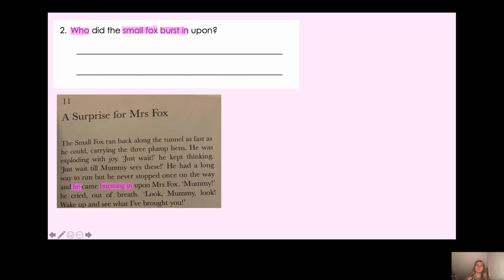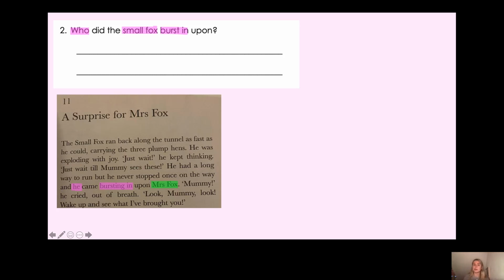Now, who does he burst in upon? So we're looking for a person. Well, we can see he came bursting in upon Mrs. Fox. So now we have found the answer to our question in the text. I would like you to write your answer to this question. Now remember, when we write answers to retrieval questions in Year 2, please write in a full sentence, okay? So the small fox burst in upon, and then the answer, okay? And a full stop at the end, and a capital letter at the beginning, and a capital letter for any names, okay? Make sure you're remembering to capitalize your names.